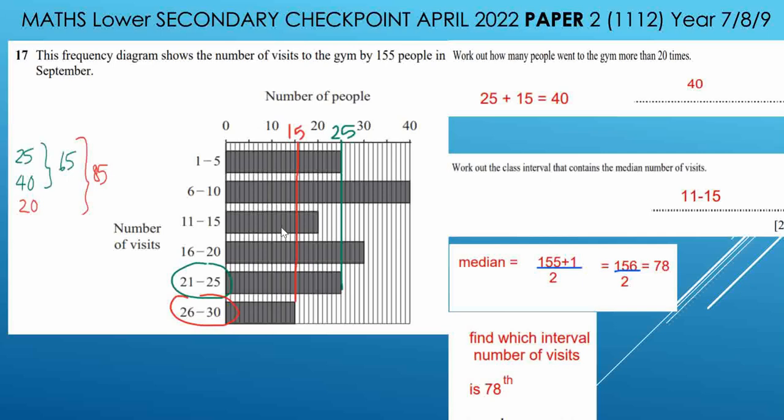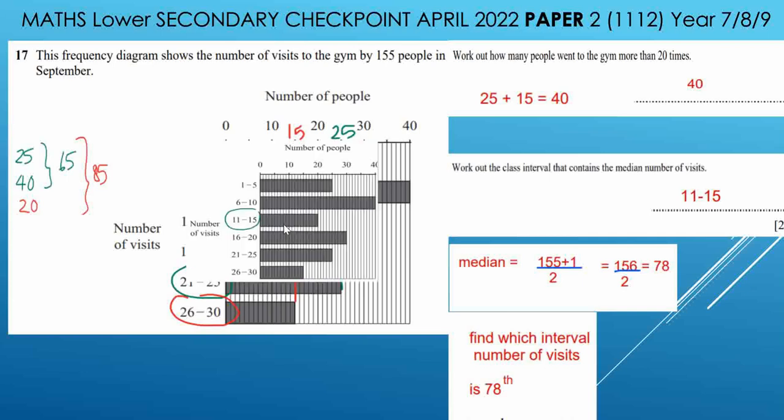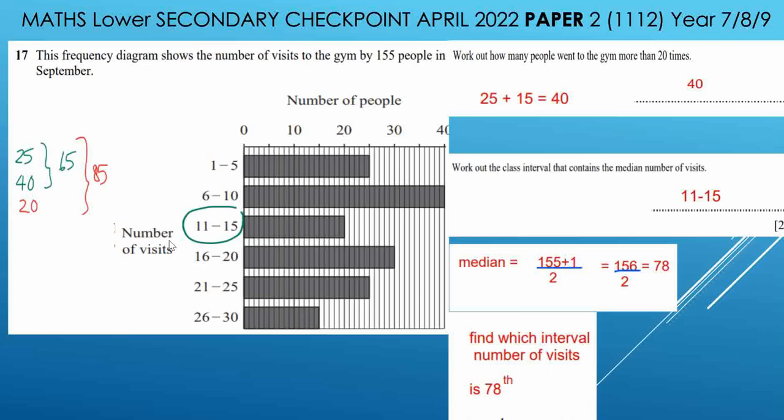If you are not clear about these statistics problems, please let us know in the comment section for further explanation. Next. So this is how we choose 11 to 15 as the answer.